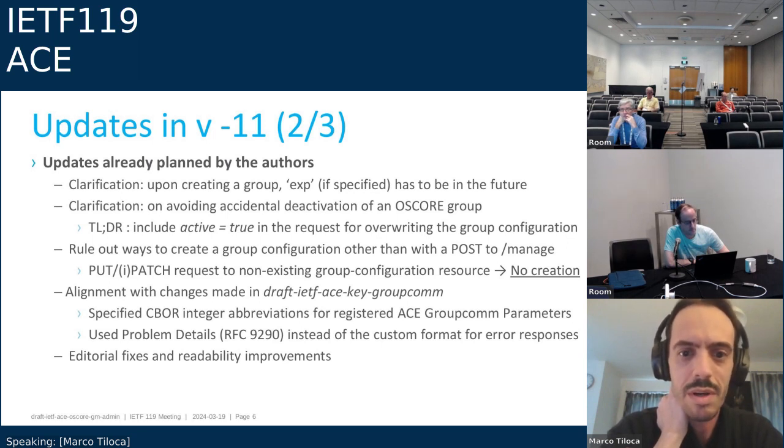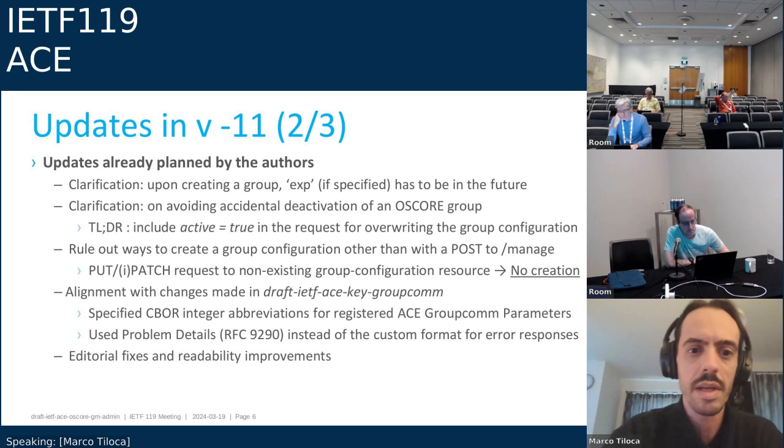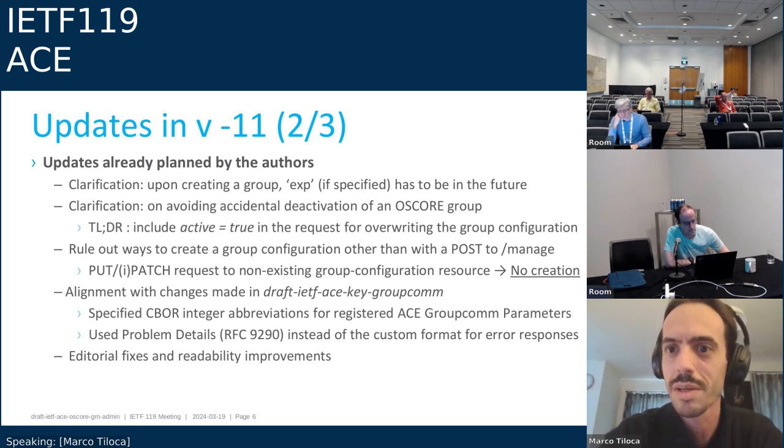We also followed up on what happened in keygroup.com in terms of integer numbers to be registered for some parameters. And like we did in that document, and it's good practice to start adopting in general, not just a matter of alignment here, we made a change to not use anymore the custom format for error responses that we were using, but instead problem details, 9290. And again, here it was a matter of strict alignment with keygroup.com, but in general, it's a switch that we have started to do also somewhere else.